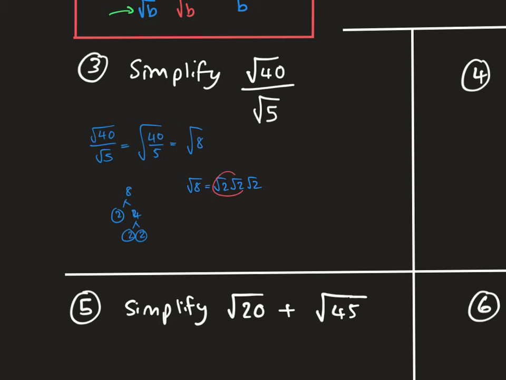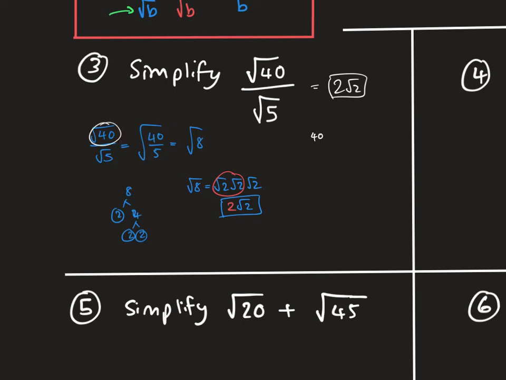And again, this pair of root 2's makes 2, and that gives us that. So that is our answer there. The answer there will be 2 root 2, like this. Now, of course, it is also possible to try and break down root 40.